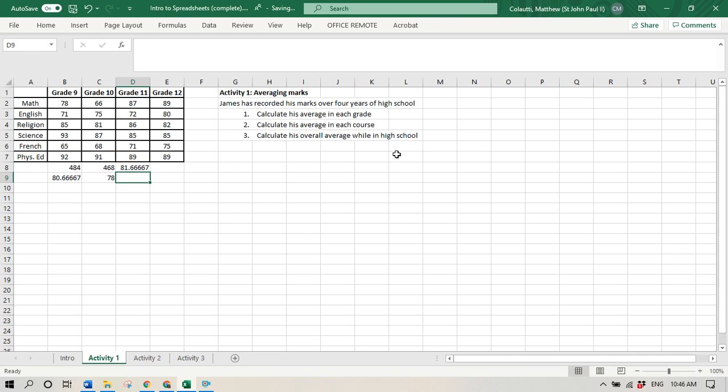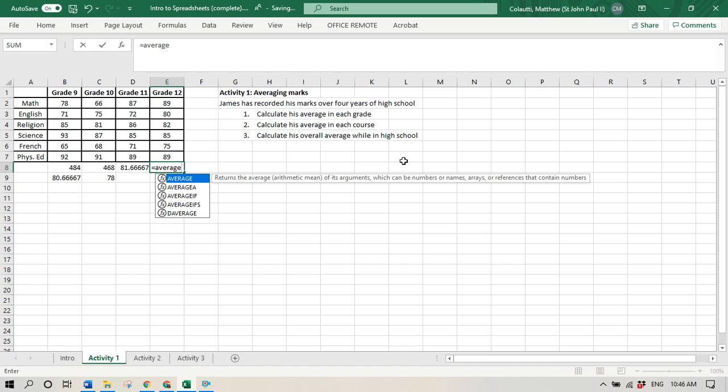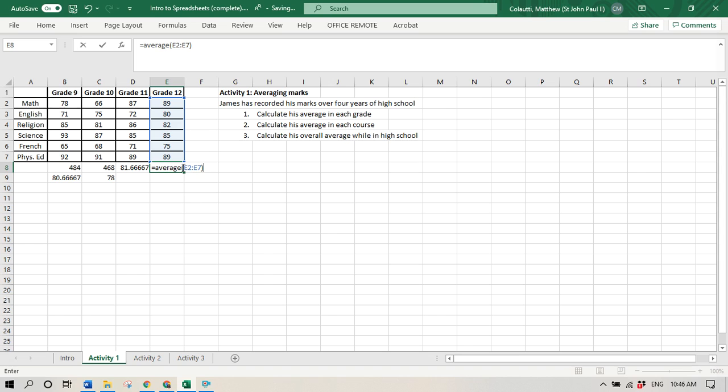He's back up. He's got an 81.5. An equally easy way to find the average is just to type equals average, open bracket, and then, because they're all next to each other, click with my mouse and drag to select the whole range of cells I want to find the average of. Look, it says average E2 colon E7. That means I'm finding the average of all the numbers in that range from cell E2 to E7. Press enter, and there's his average, grade 12. Nice job, James, you did it.